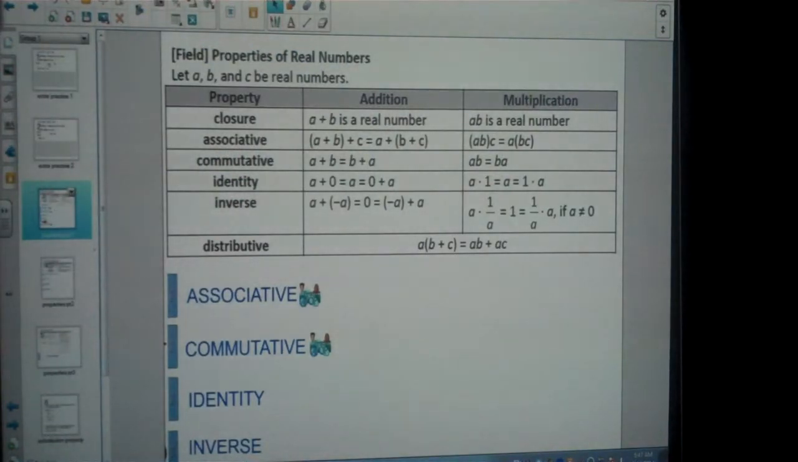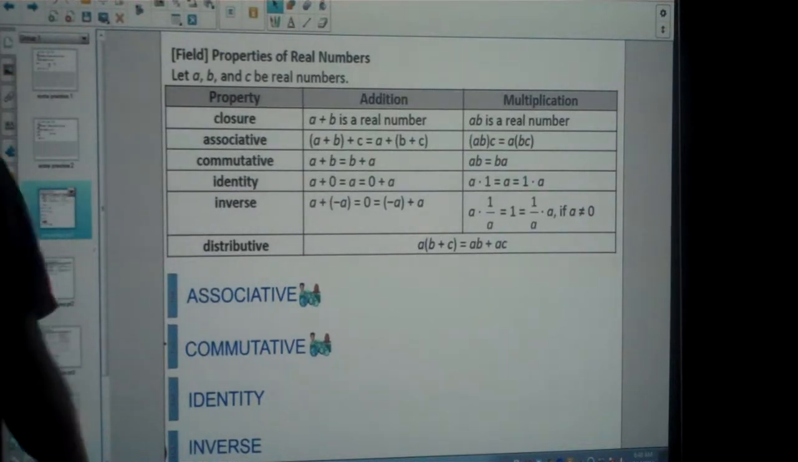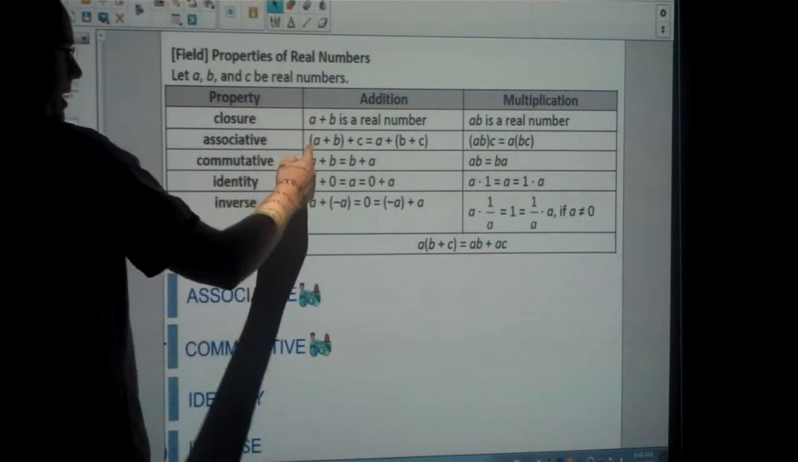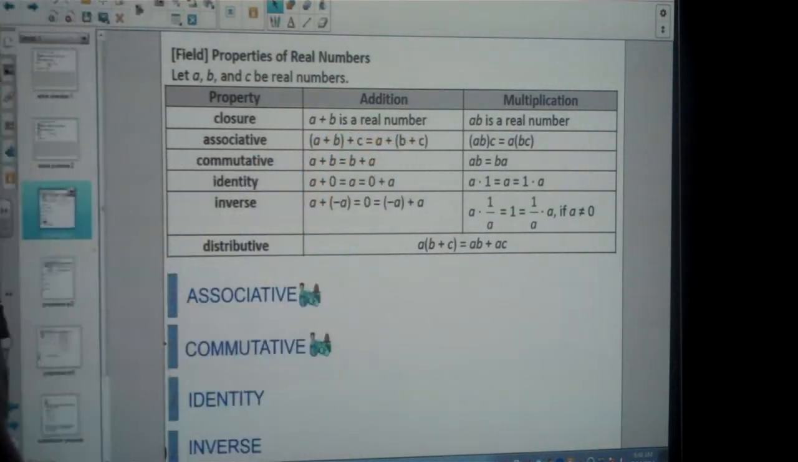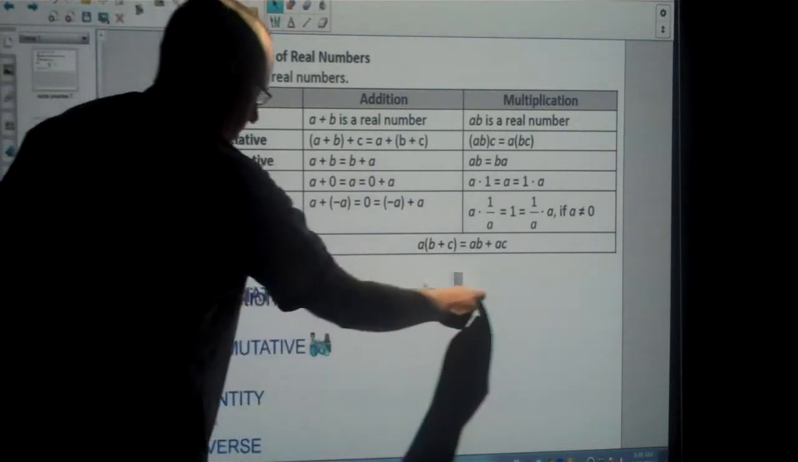And let's take a look at properties. You've got, I believe, about 10 to 15 properties that you have to learn. And this is what they look like. I'm also going to try and add a little bit more meaning to this. So associative says a plus b plus c equals a plus b plus c, and notice the grouping is in a different position. That means that you can add numbers together in any order that you like.